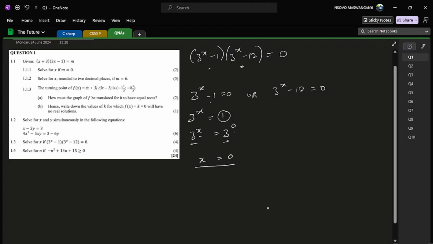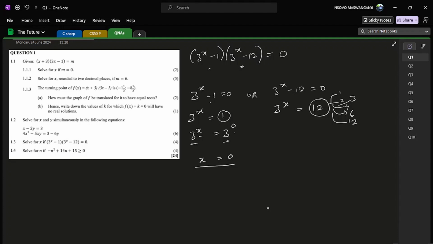So now let's come and solve these other ones. We can also take 12 to the other side and say 3 to the power of x is equal to 12, but you cannot write 12 by rewriting it into a prime base of 3, because the factors of 12 are actually 1, 2, 4, 3, I forgot 3, 6 and itself, right? So these are the factors, and we cannot say it's 3 squared or 3 to the power of 3.